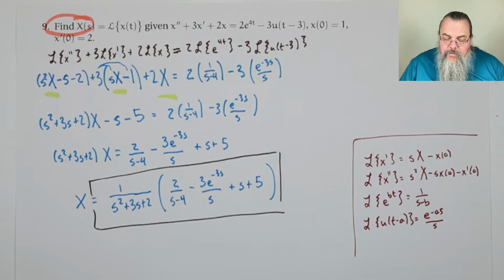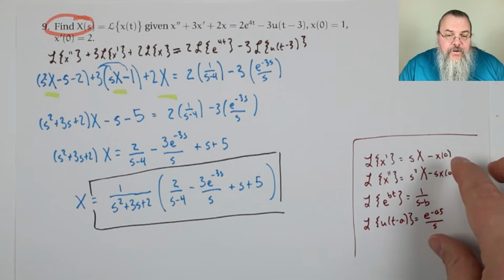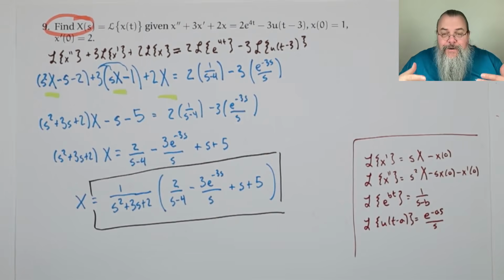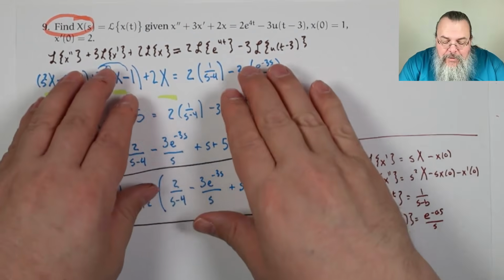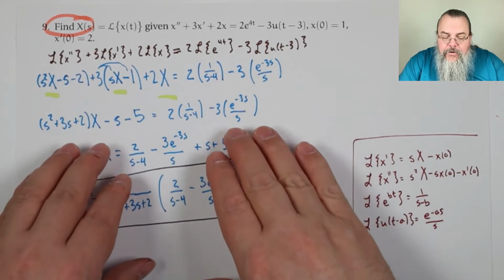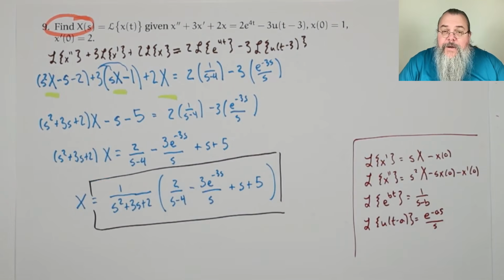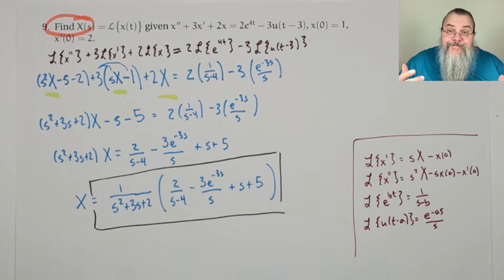Not too bad, once you know your rules and you just carefully, methodically apply everything. Take the Laplace of both sides, group your x's together, get everything else on the other side, and then divide by what's in front of x. And life is good. Life is wonderful.